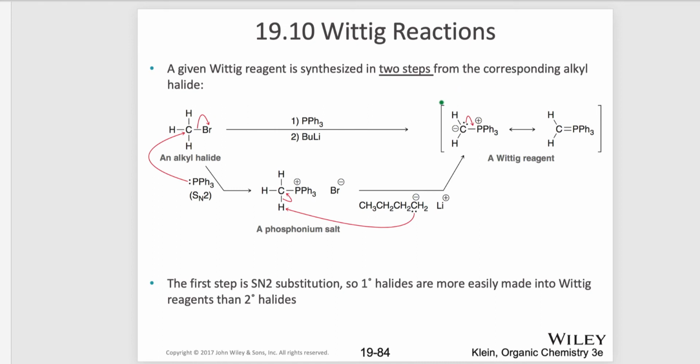Let's just start focusing on this part of the slide. Remember, here's the ylide form, here's the double bond form. This is our Wittig reagent, with 2 possible resonance structures. How do we prepare it?